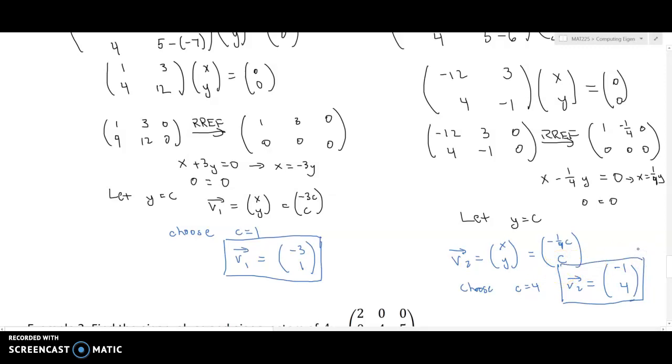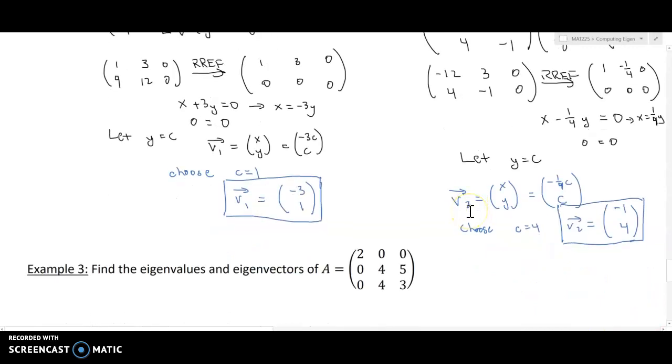So we've completed this example. In the next one, we'll take a look at a 3x3 matrix and see how this process works identically. But unfortunately, we're going to have to do things 3 times because we are going to end up with 3 eigenvalues. So we're going to need to record 3 eigenvectors.